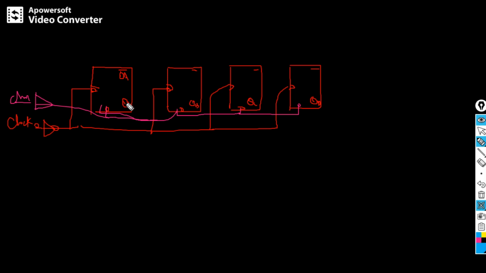Now take the output simultaneously. This is QA, this is QB, this is QC, this is QD. This is the output. Pass the output to the next stage also. You write QA, QB, QC and QD. Connect this also to the next stage.